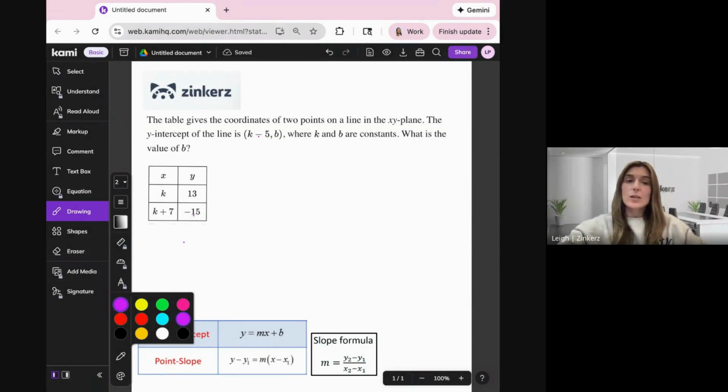Today we're going to look at an SAT question that is an algebra question. It can be done on the coordinate plane if you want a visual. It is a bit more challenging.